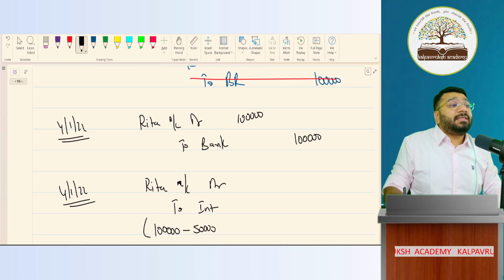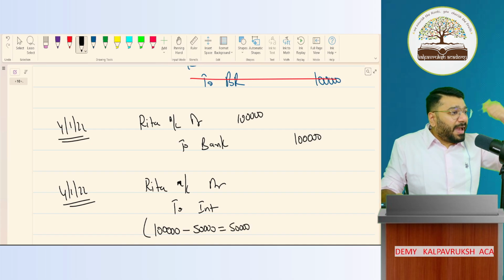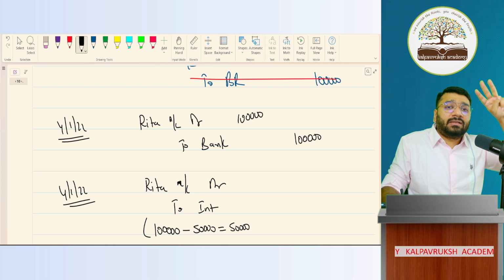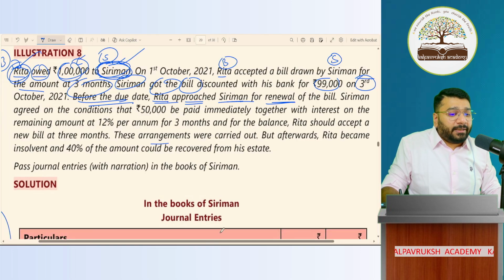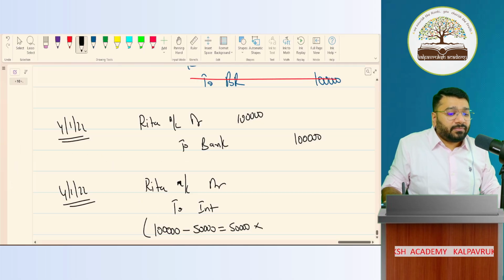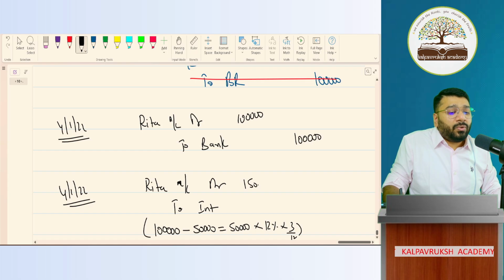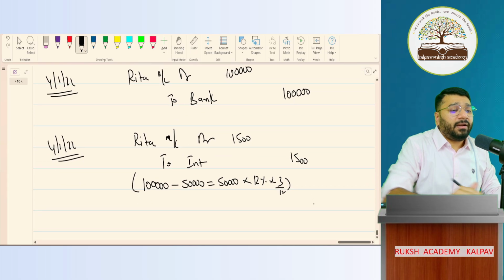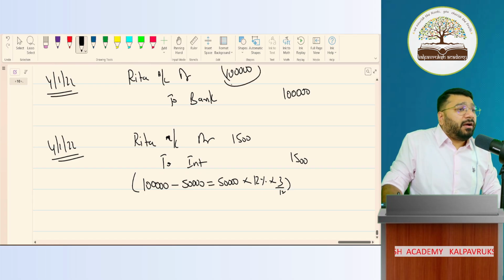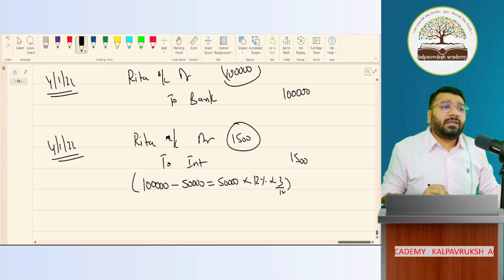So what is the balance new bill for? 50,000. For the balance amount only we are giving a credit of a further 3 months. So what is the interest for that? 12% per annum. 12% for how many months? 3/12. Now tell the amount. 1,500. Got it? Not got it. So from Rita, you have to receive 1 lakh and 1,500.